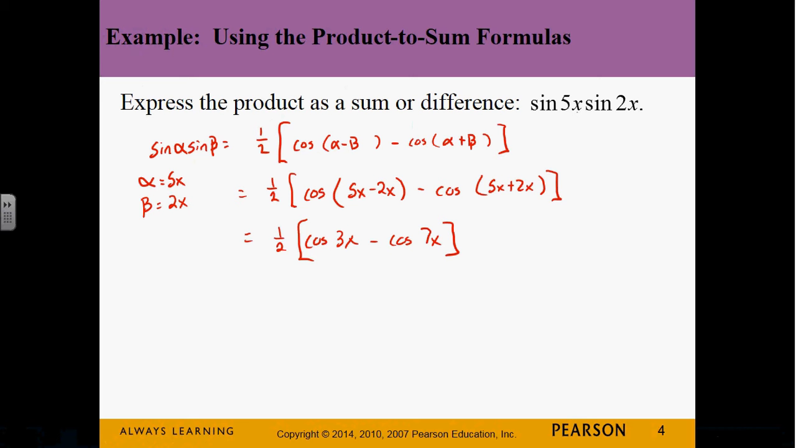But if they have the same argument, right, if it was cosine 3x minus 2 cosine 3x, then yes, they have the same argument, they're like terms, then we could subtract the coefficients, okay?